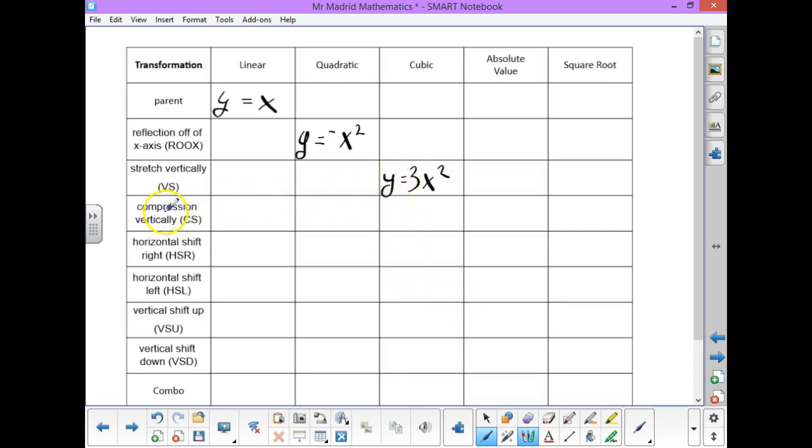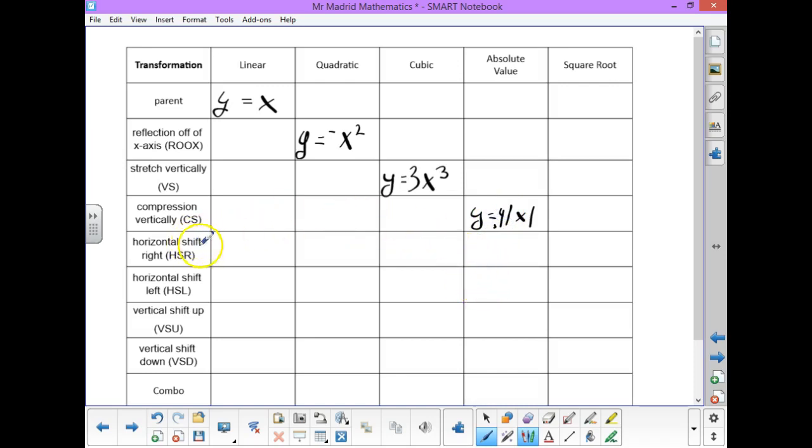Now let's look at a vertical compression for an absolute value. Once again, here is the parent for absolute value. Sorry, that was cubic. Now I am vertically compressing absolute value, so here's the parent. And I know for this absolute value to be compressed vertically, it requires a number up here in the front that is less than 1 but bigger than 0. So do not think negative here. It's a number between 0 and 1, so let's pick 0.4.